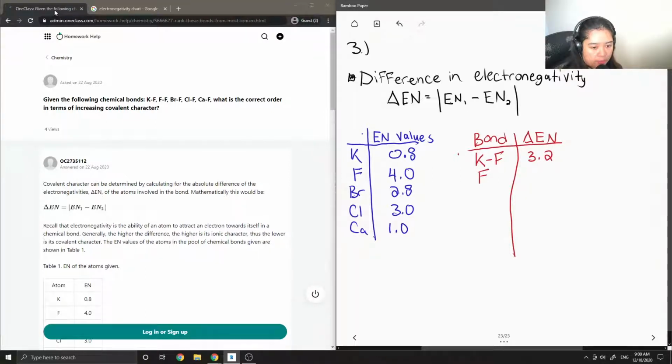Next is a fluorine-fluorine bond. Since they are the same atom, they would have a delta En value of 0. Next is a bromine-fluorine bond. It's 4 minus 2.8, so it's 1.2. Next, for the chlorine-fluorine bond, it's 4 minus 3, so it's 1. And lastly, a calcium-fluorine bond has a difference of 4 minus 1, so it's 3.0.